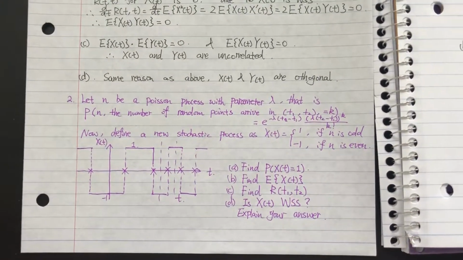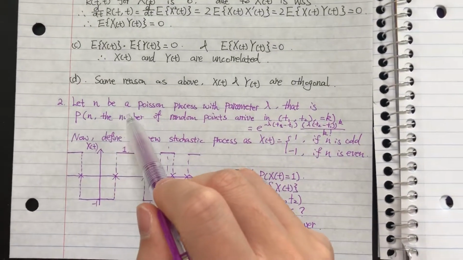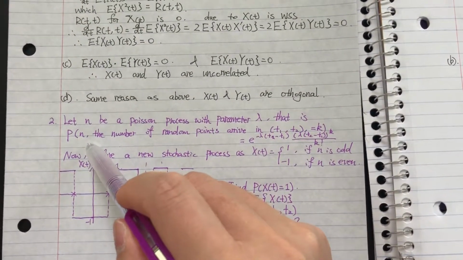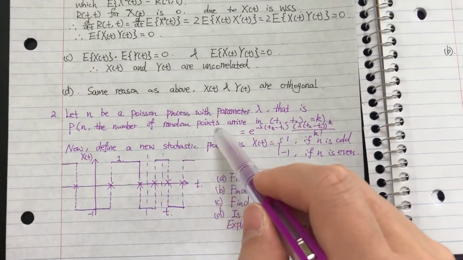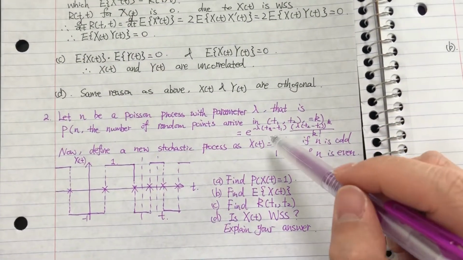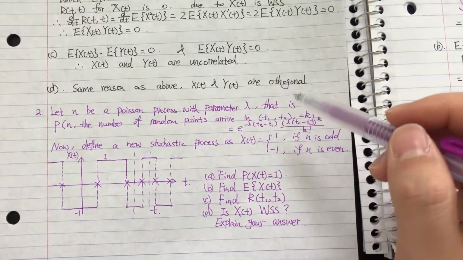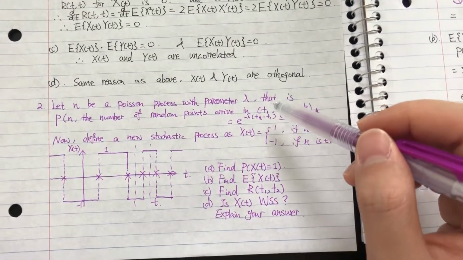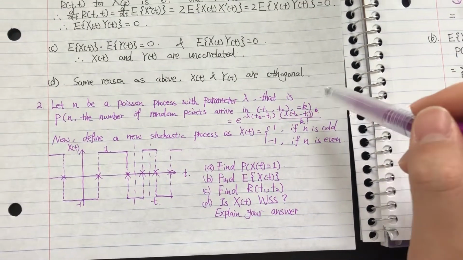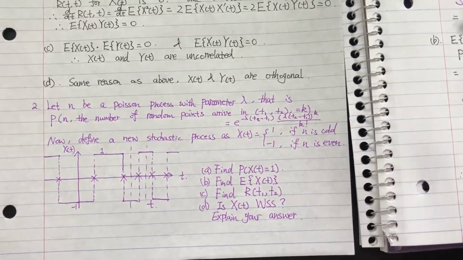This is homework 8, question 2. Question 2 asks: let N be a Poisson process with parameter lambda, that is, the probability that the number of random points arriving between times t1 and t2 is equal to k is equal to e to the power of minus lambda (t2 minus t1) times (lambda (t2 minus t1)) to the power of k divided by k factorial.